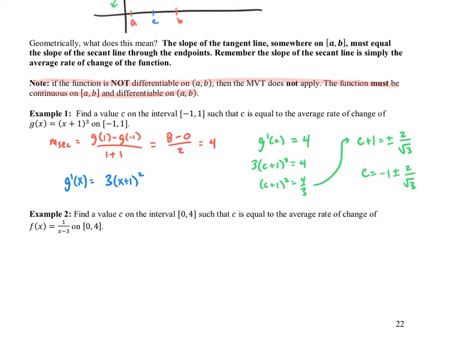And the reason is that if we were to move outside of the interval from -1 to 1, there's actually two spots in this particular graph for which the instantaneous rate of change is the same as the average rate of change. On the interval -1 to 1, however, the only value of c that does work is this positive value, which is -1 plus 2 over root 3.